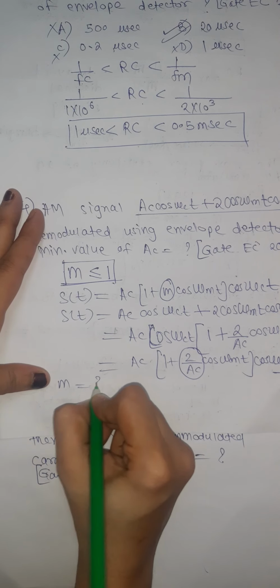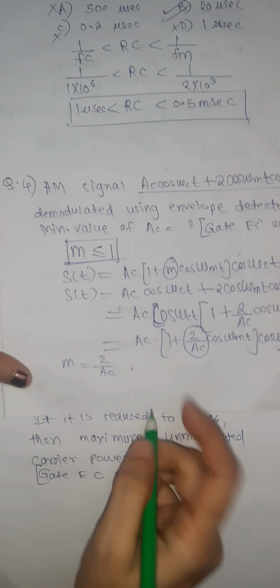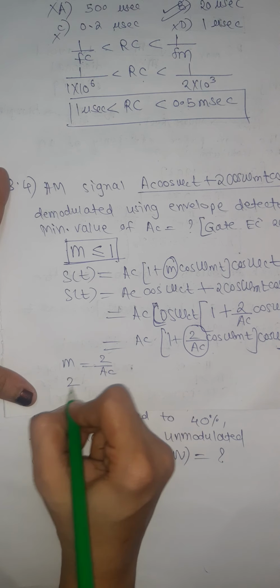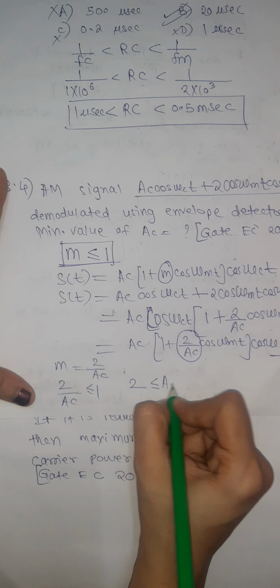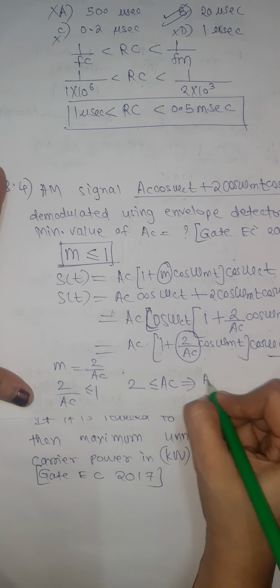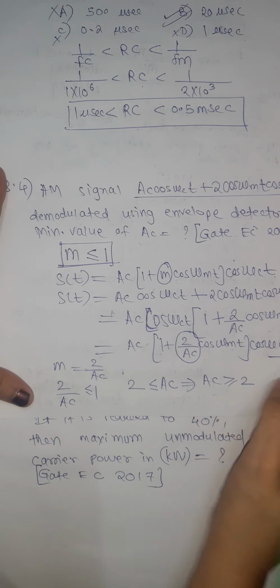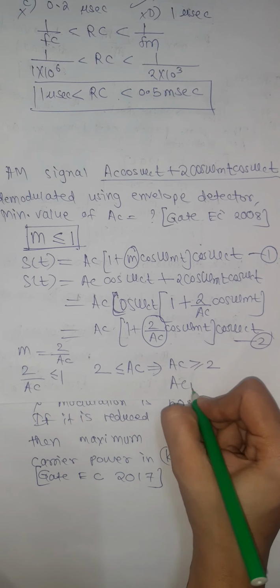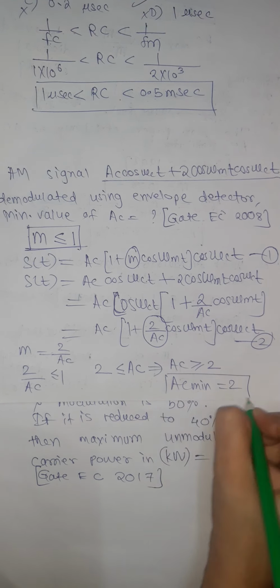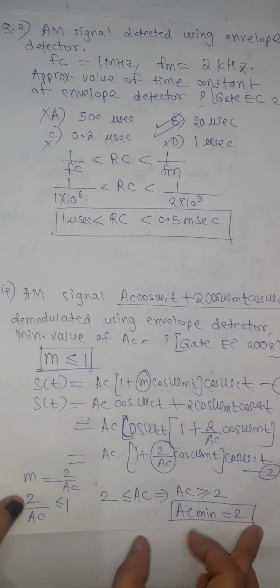So here m is 2 by AC, and for the envelope detector m is less than or equal to 1. So 2 by AC is less than or equal to 1. So 2 is less than or equal to AC. That means AC is greater than or equal to 2. But here the minimum value of AC is asked. So AC minimum is equal to 2.